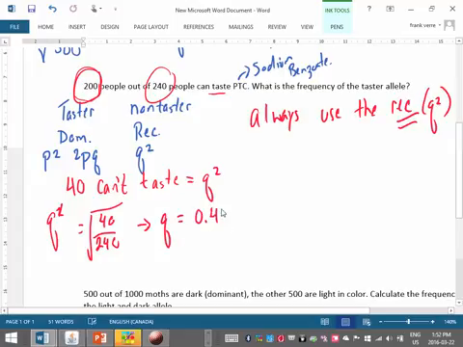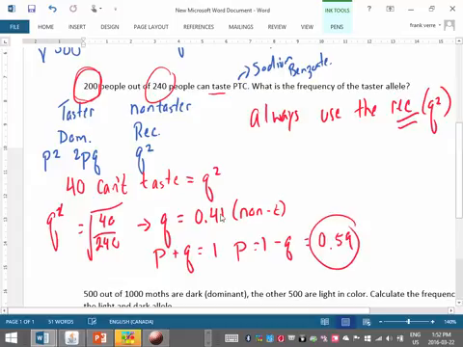We'll just say 0.41, okay, round off to 0.41. So here's the thing. My Q, which is non-tasting, is 41%. P plus Q has to equal 1. So P must be 1 minus Q. Well, because they have to add to 1. So if Q was 0.41, P must be 0.59. These two numbers have to add up to 1. Right? To 1.